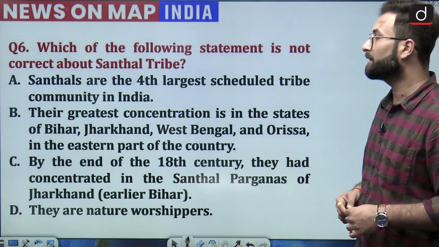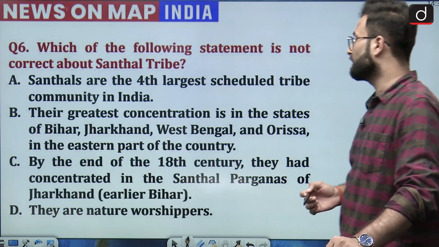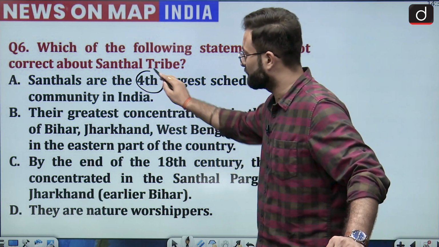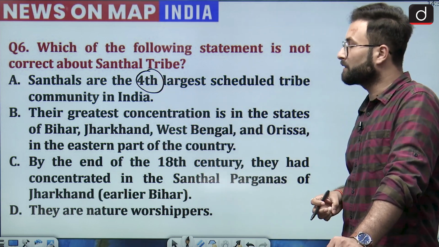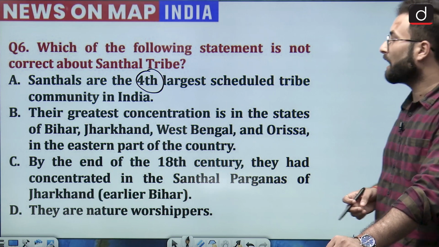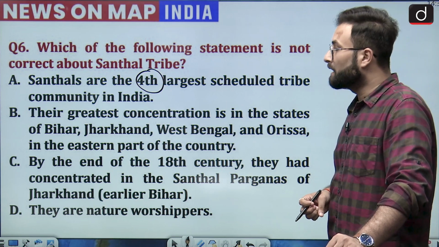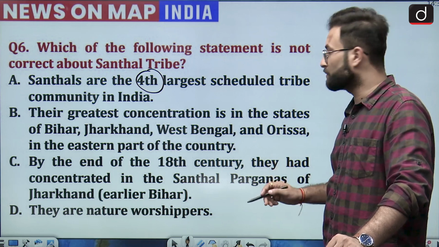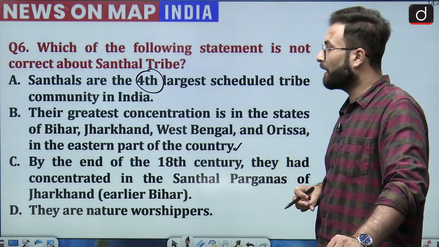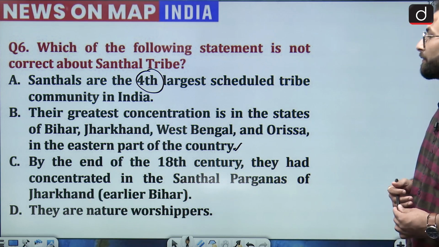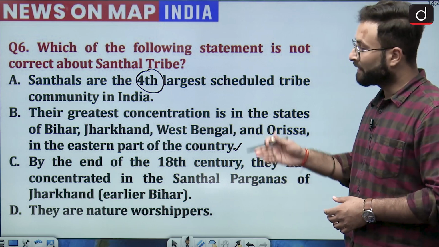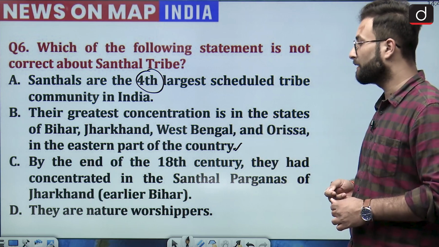The first is that Santhals are the 4th largest scheduled tribe community in India. They are talking about the 4th largest one. The second option is that their greatest concentration is in the states of Bihar, Jharkhand, West Bengal, Odisha, in the eastern part of the country. That statement is correct. Coming to the third one, by the end of the 18th century they had concentrated in the Santhal Pargana of Jharkhand, earlier in Bihar. Then the last one, that they are nature worshippers.